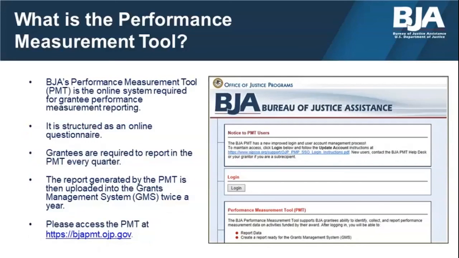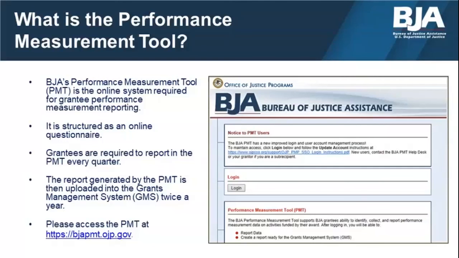So, what exactly is the Performance Measurement Tool, or PMT for short? The Performance Measurement Tool is the online data collection tool for Office of Justice Programs grant recipients. It is structured as an online questionnaire made up mostly of short answer questions, which grantees submit once a quarter throughout the life of their grant. Now keep in mind, the Performance Measurement Tool, or PMT, is a separate system from the Grant Management System, or GMS, which is used to manage and report on many other aspects of your grant.